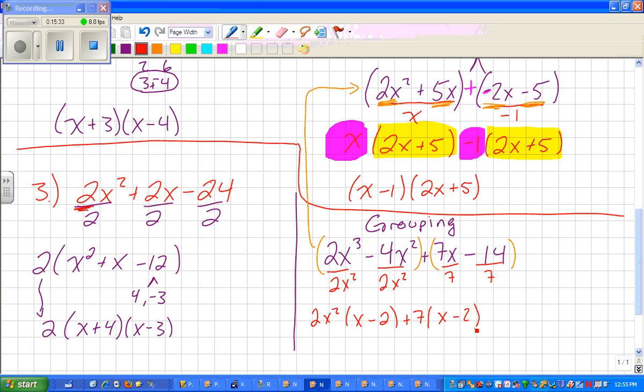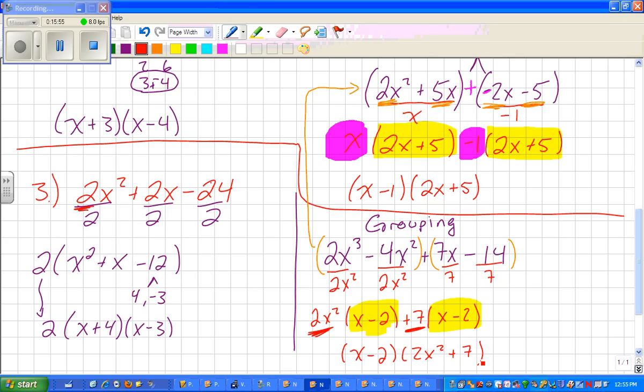Again, you have to make sure that these parentheses match up. Are they exactly the same? Yes, they are. That's a good sign. So that's one answer, x minus 2. And then what's left over is your second answer. So I have 2x squared, and I have a plus 7. These are my 2 factors for this one.